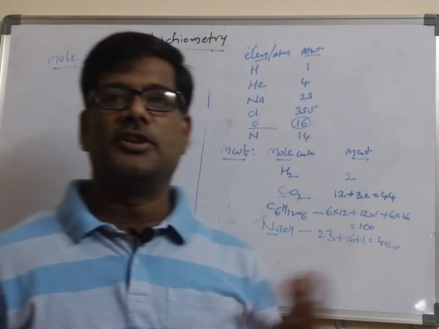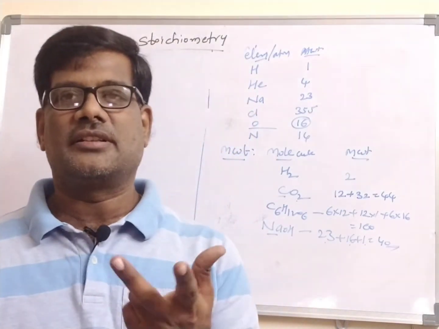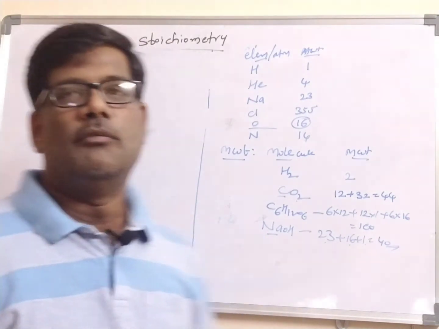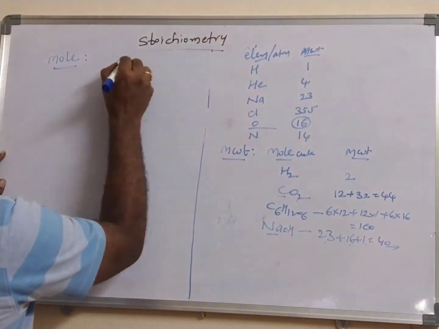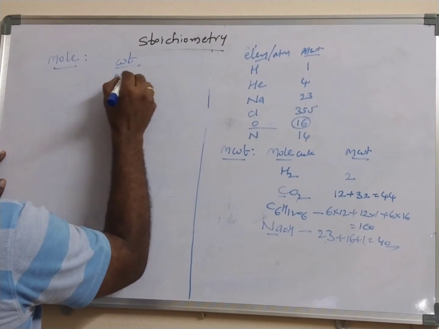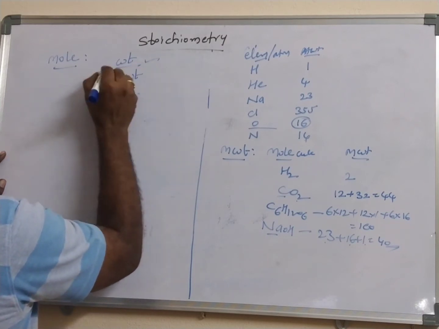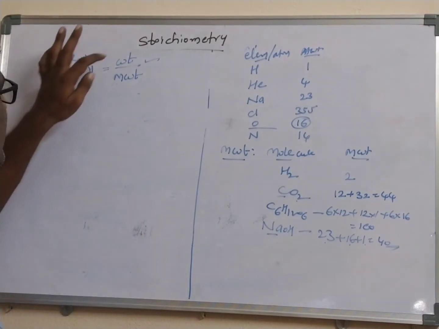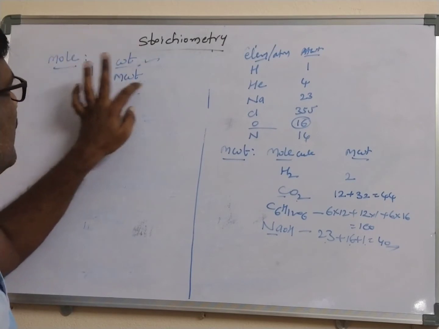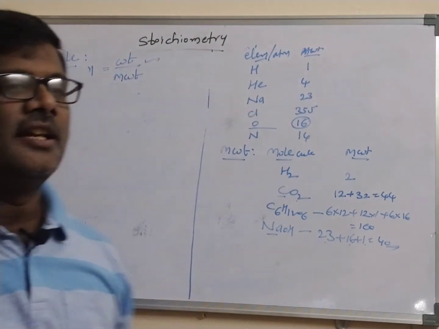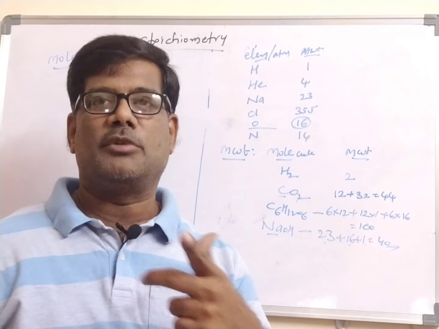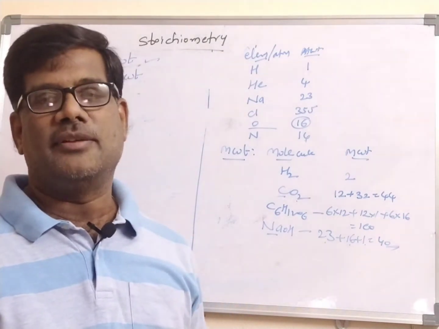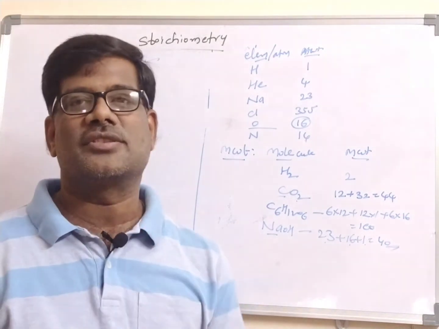Generally we say 2 moles, 3 moles, 4 moles. N is equal to 2 moles, 3 moles. What is the mole? Mole is the ratio between the weight of the substance and the molecular weight of the substance. So N is equal to the weight of the substance divided by the molecular weight of the substance. Simply we can say it is the ratio between the weight and the molecular weight, called the number of moles.